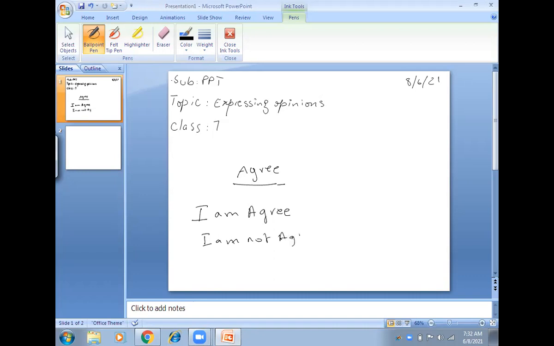Ma'am, should we write this? No, wait, don't write anything. Is this correct? No, this is not correct. This is a very wrong form to say "I am agree". We don't use "to be" with the verb agree in the present simple. We use it in the continuous or progressive. So this is totally wrong.